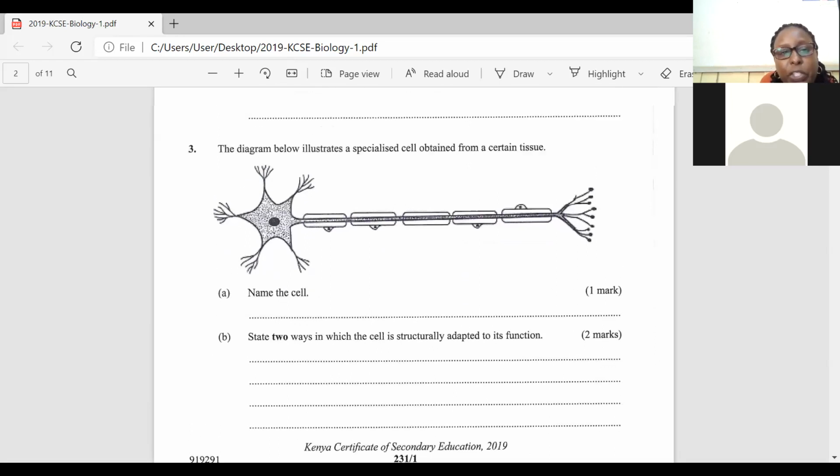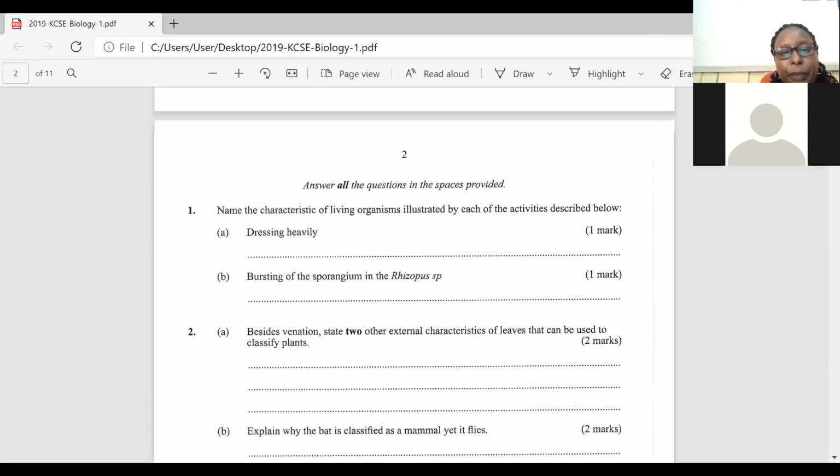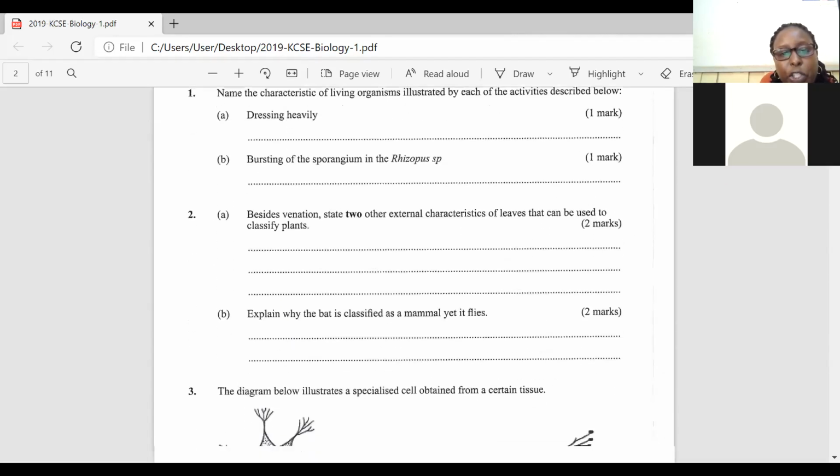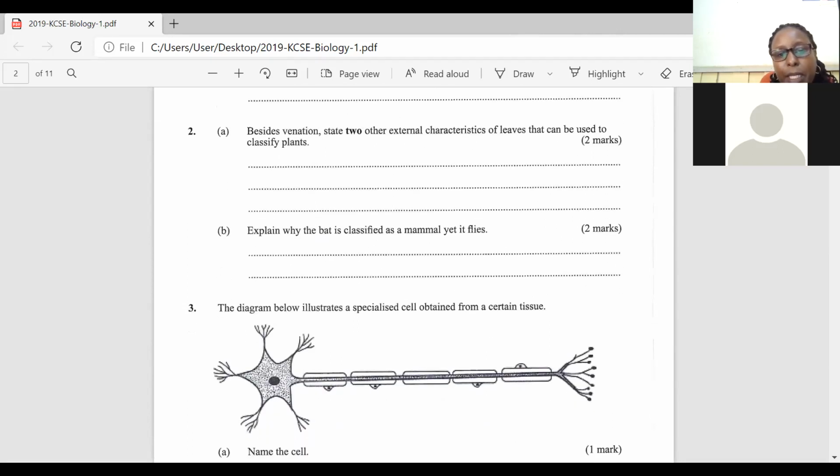We have question 3. And if you have noted, also question 2 on explaining. We also have questions on explanation in paper 1. It's not all about just naming, stating. We have a major change also in paper 1, explaining, which also went with 2 marks.